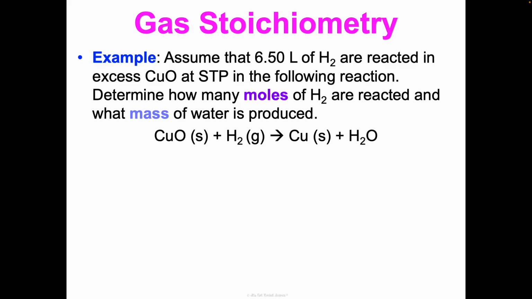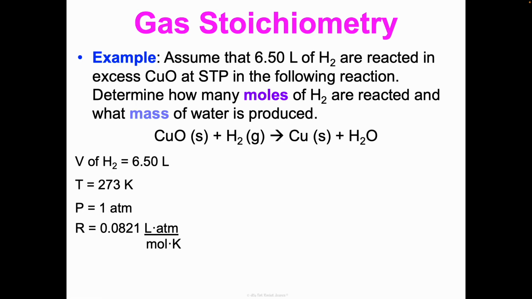What do we know? We know the volume of hydrogen gas is 6.50 liters. It's STP, so we know temperature is 273. We know pressure is 1.00 atm. That should be a little bit more precise. I'll fix it in the notes. We know R always. We want to know n, okay? And we can find it using PV equals nRT.